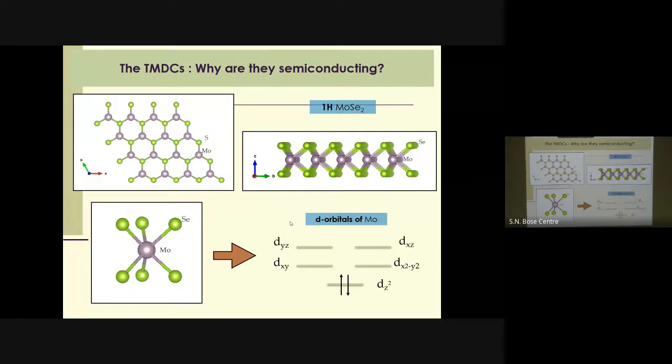This picture emerges from a simple treatment which, for those unfamiliar with this among the students, goes by the name of crystal field theory. You take the shape of the d orbital, whatever the Ylms correspond to, take that into account, treat the selenium atoms as point charges, and look at how the energy levels change. That's how you arrive at this kind of level diagram for this arrangement of selenium atoms.